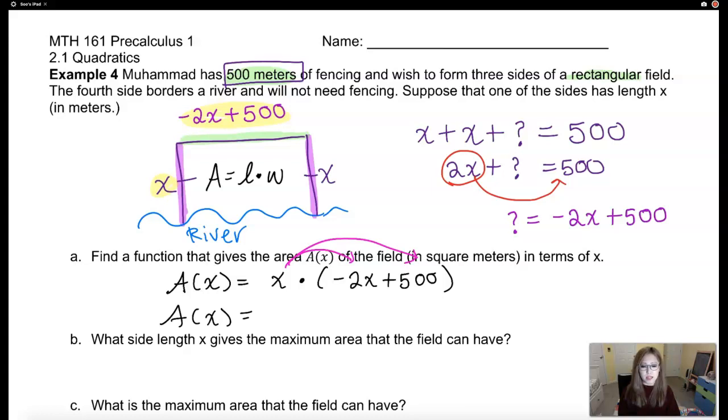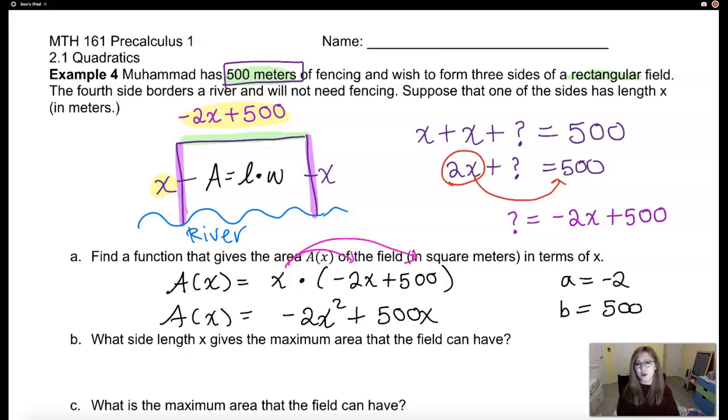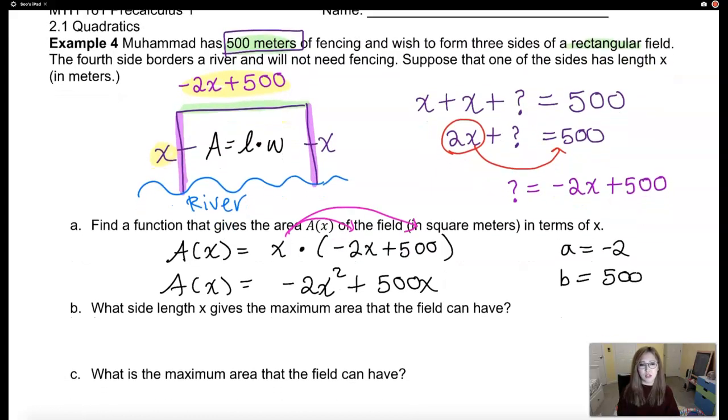So it will be negative 2x squared plus 500x, which means I can tell that a is equal to negative 2, and b is equal to 500. I know what's coming. They're probably going to ask us to maximize Mohammed's, what is he making? Probably some kind of enclosure for his animals. All right, what side length x gives the maximum area? So the keyword is the maximum area.